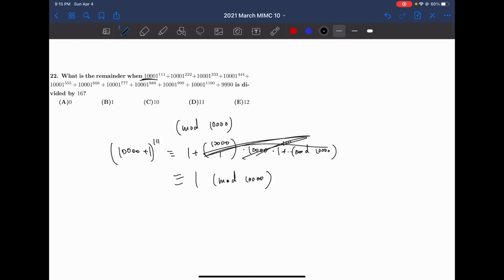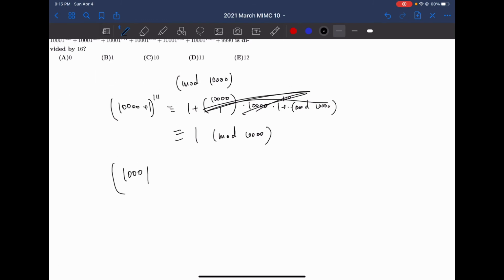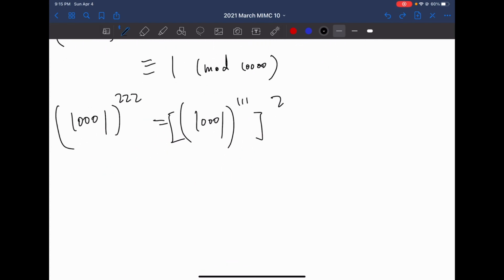And notice that the other powers are similar. 10,001 to the 222nd power would be equal to 10,001 to the 111th power squared, because that multiplied is equal to 222. Therefore, each of the other terms after would just be 1 mod 10,000, since 1 to any power would be 1.